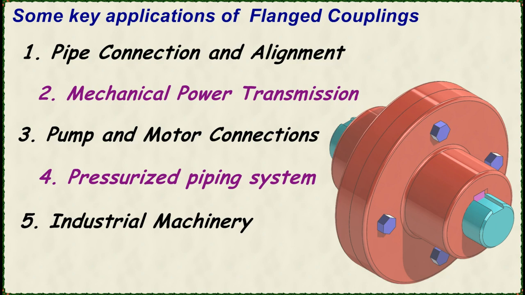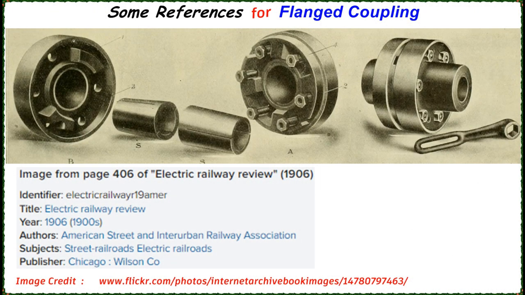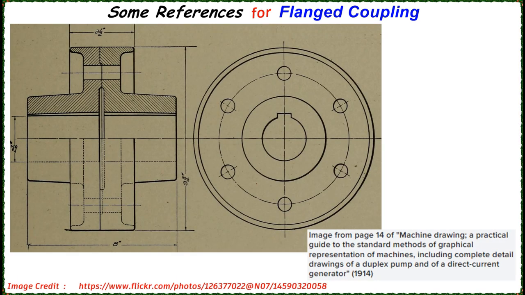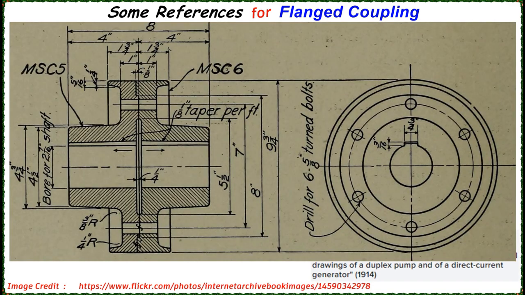Some of its key applications: pipe connection and alignment, mechanical power transmission, pump and motor connections, pressurized piping systems, industrial machinery. Some references: these are the old electric railway flanged couplings of the year 1906. You could see its details. Old flanged coupling drawings from the year 1914.